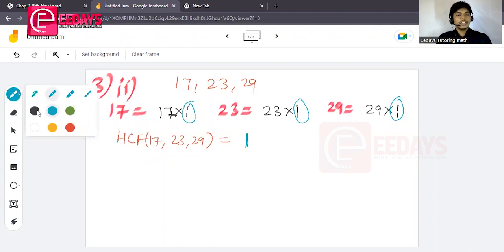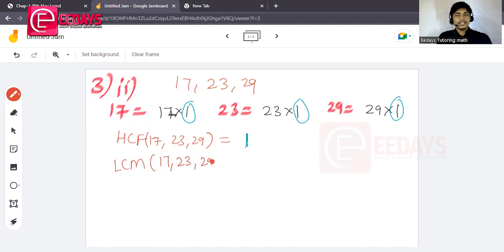I hope everyone understood. But when it comes to LCM, we can't take 1. Why? Because we take the greatest power. So 17, 23, 29, we just write all the numbers: 17 power 1, 23 power 1, 29 power 1. If you multiply all the numbers, you'll get, I'm writing the value directly, 11339. So just multiply 17, 23, 29, and you'll get the same value.